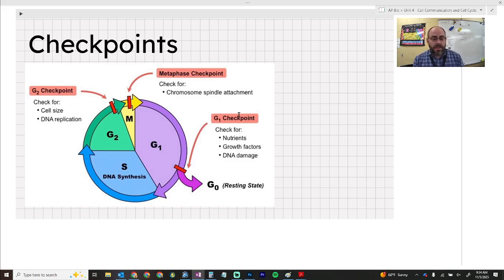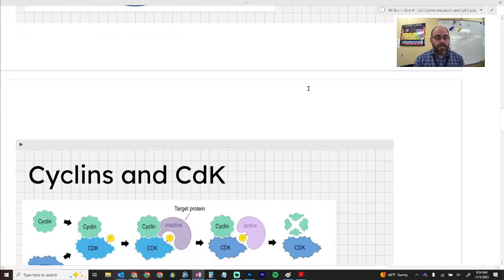And the third checkpoint is called the metaphase checkpoint. The metaphase checkpoint is very important because this particular checkpoint checks to see if the spindle fibers are attached to the chromosomes at the centromere. If they're not attached, then the cell would go to divide and you'd have a floating chromosome, or you'd have one cell getting both and the other cell getting none. And so this particular checkpoint is very important in regulating whether or not cells divide properly.